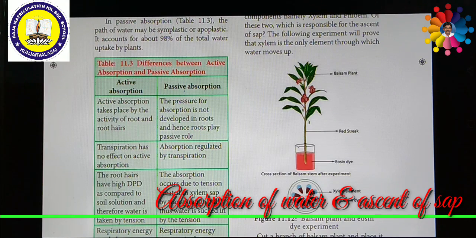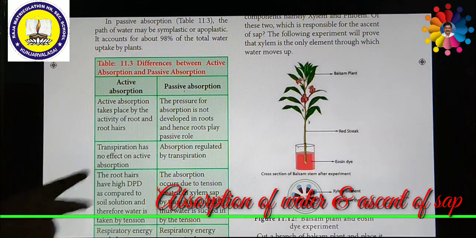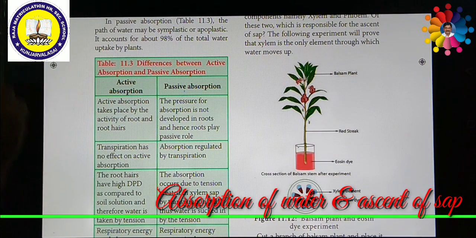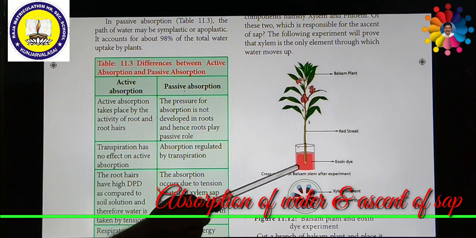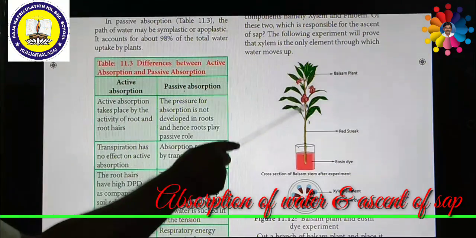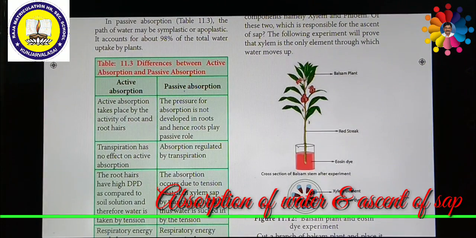A simple experiment: we can take a beaker containing eosin dye, which is usually red in color. Cut a plant like a balsam plant. Why do we take a balsam plant? Because when the water is a colored or dyed solution and is absorbed, the dye can be clearly visible through the stem. That is why we take a balsam plant. Cut a twig of a balsam plant and keep it inside the beaker containing water and eosin dye. Observe it after some time.